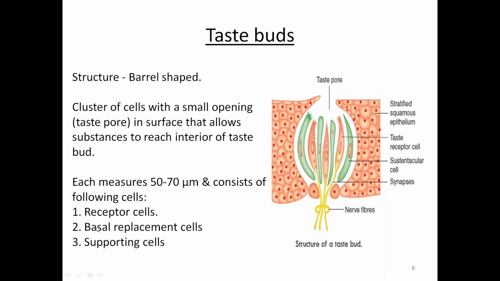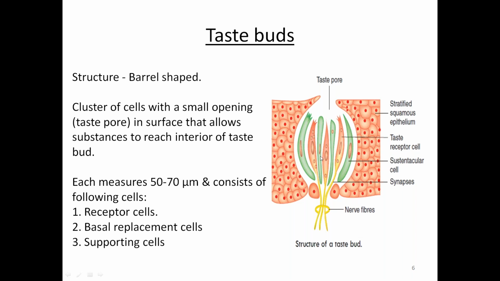Now let's talk about basal replacement cells. These are small round cells present at the bottom of the taste bud, and they are thought to be stem cells, which are continuously being differentiated into taste cells. Okay, and then we have supporting cells.